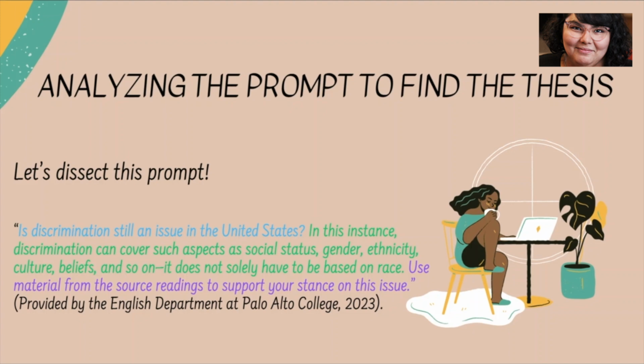The second component is the background information. The prompt includes that in this instance, discrimination can cover such aspects as social status, gender, ethnicity, culture, beliefs, and so on. It does not solely have to be based on race, which is what could help strengthen or provide more insight into the topic or where your position will lead to. Lastly, the prompt states for the writers to use material from the source readings to support your stance on the issue. This provides direction on the types of sources needed to help further support their argument.